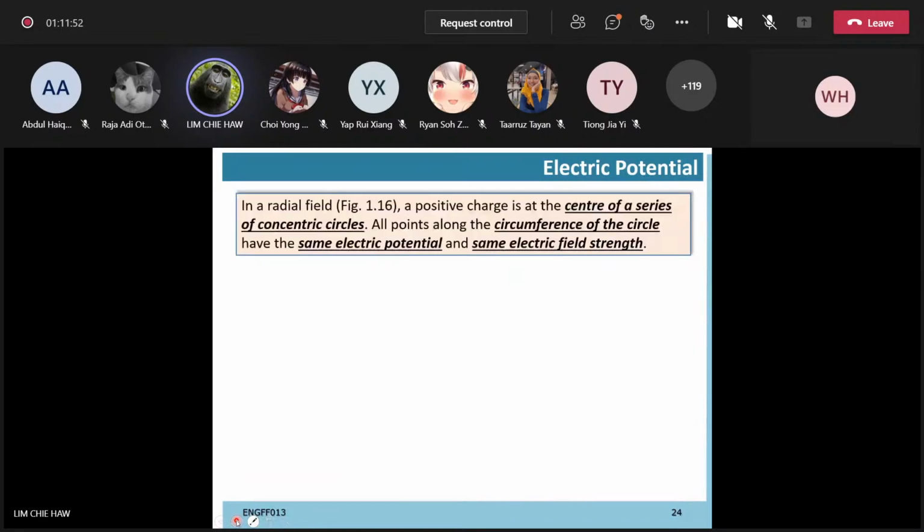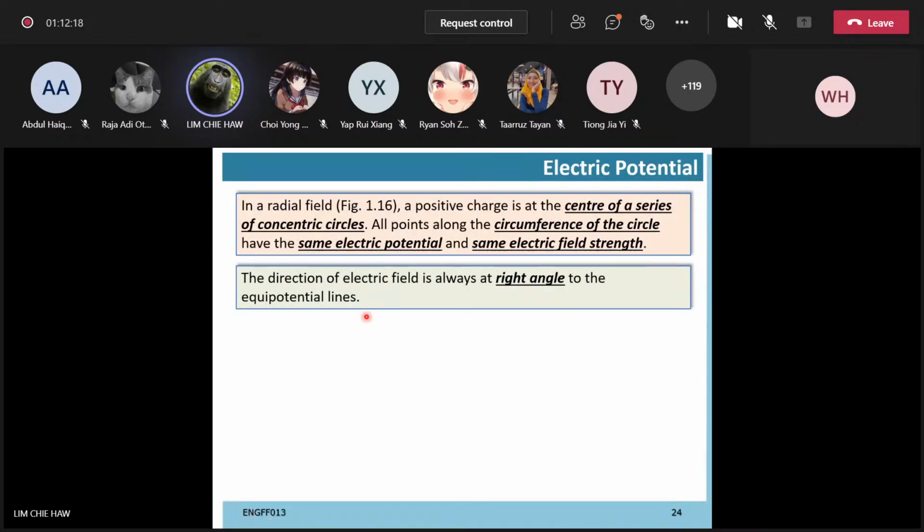Okay, so this is what I described to you just now. For a radial field, the charge will be the center of a series of concentric circles. As long as you're walking on the same circumference, you should have the same electric potential and the same electric field strength. And this dotted line is called the equipotential line.